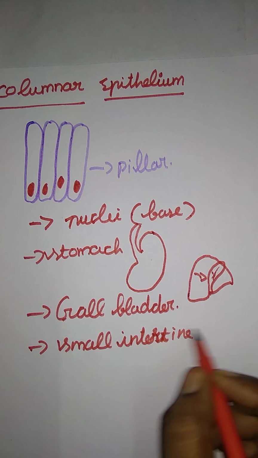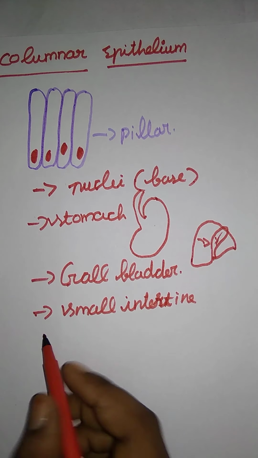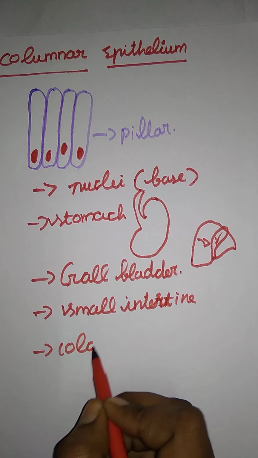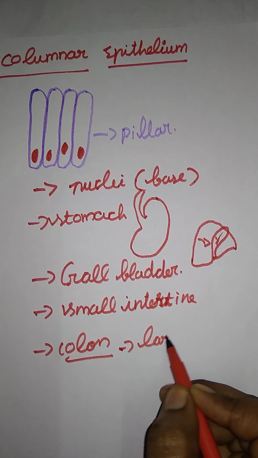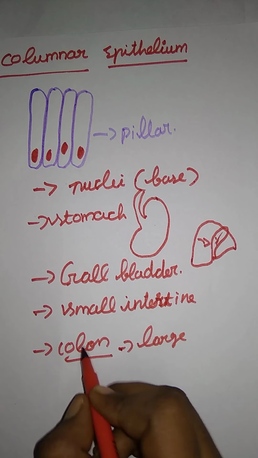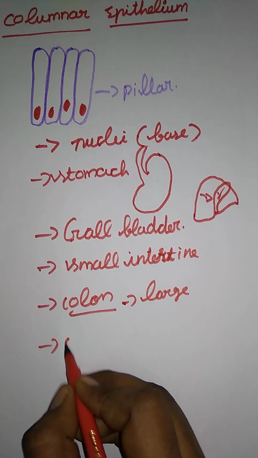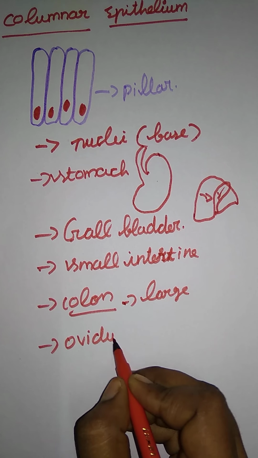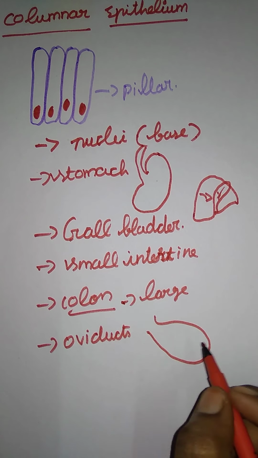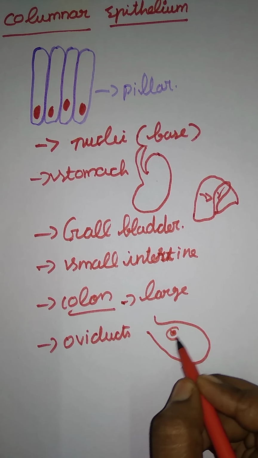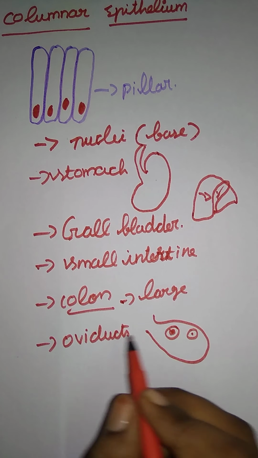And next one, a small intestine, as you know, and colon. Here a colon means one part of the large intestine. Okay, and next one, oviduct. What is an oviduct? You have usually seen the ovary part of a female. They are the formation of ovum, that is the oviduct.